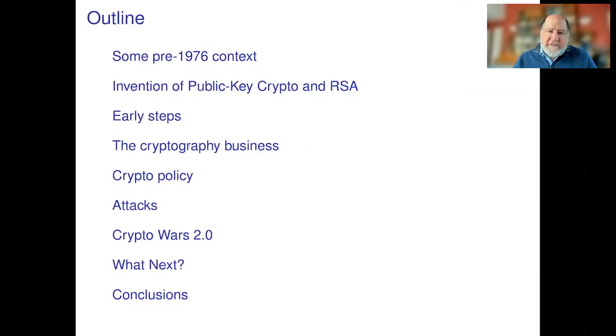So we've got some context. All of this happens in the context of prior work on number theory and cryptography, so we'll talk a little bit about that. The invention of public key cryptography, which was done at Stanford, and RSA, which was done at MIT. We'll talk about that. Early steps to push this technology out, and the transition from academic research to a cryptographic business, and how that happened. Along the way, we saw that there were many difficulties, one of which was the politics or the policies of the government with respect to cryptography and the desire not to have cryptography in widespread use. We'll talk about that. Attacks, technical attacks on the RSA system and others. The resurgence of some of these policy issues, which are still going on, and some discussion of looking towards the future. So that's the outline.